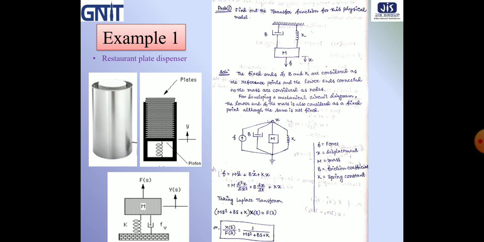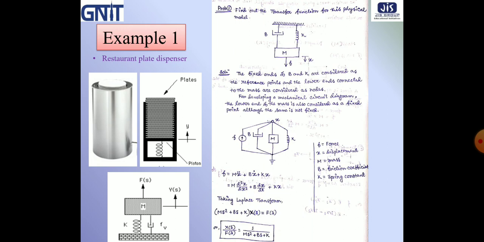So there will be some assumptions or some process. What will be the process? First, the fixed ends of B and K. B and K mean damper and spring. The fixed ends of the damper and spring are considered as reference points, and the reference points are represented by the ground symbol, and the lower end connected to the mass is considered as a node.